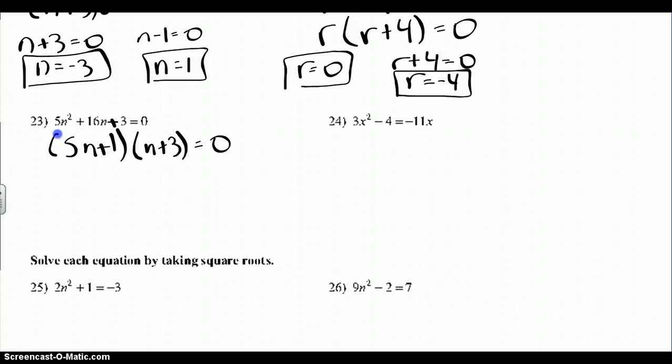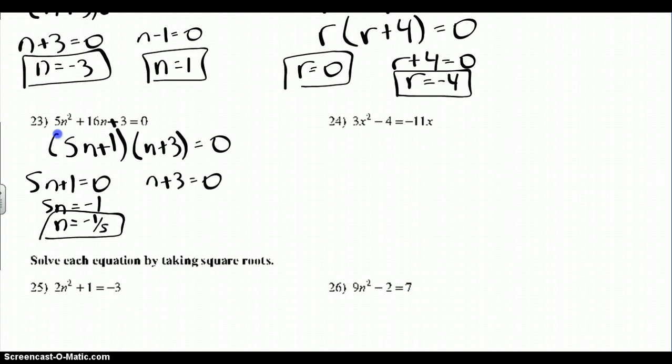So now I can set both factors, 5n plus 1 and n plus 3, each equal to 0. And now we'll get our two solutions. Subtract 1 gives me 5n equals -1, and divide by 5 gives me -1/5. Okay, subtract 3 gives me n equals -3. Those are my two solutions.